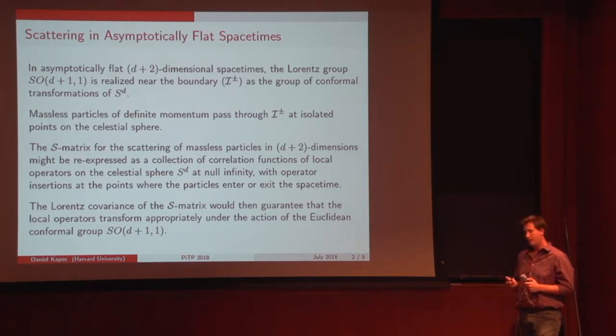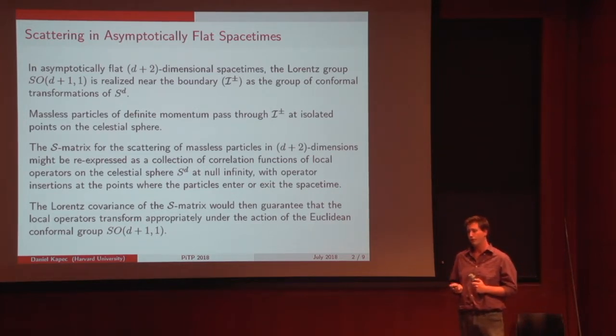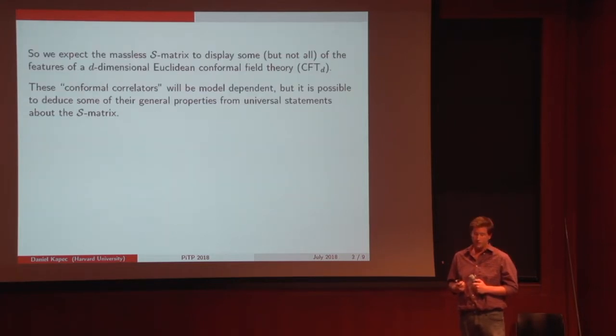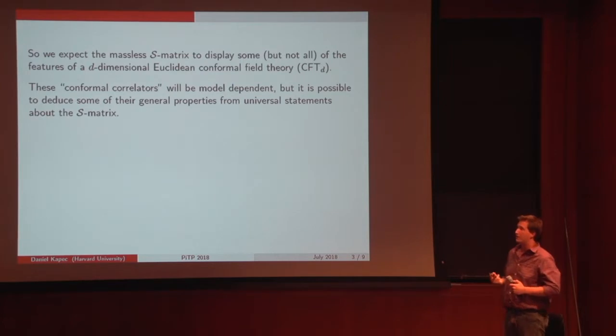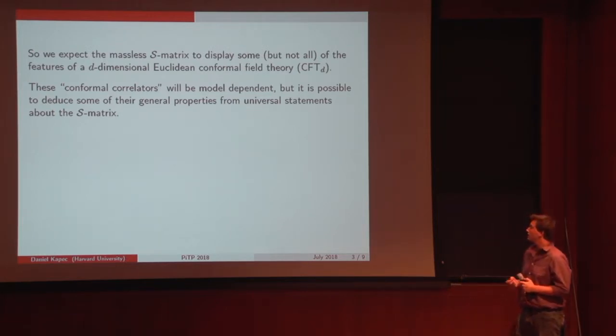If you manage to do that, then the Lorentz covariance of the S matrix would guarantee for you that those operators transform appropriately under the Euclidean conformal group. So all of that is just to say that you might expect the massless S matrix in D plus two dimensions to display some, but not necessarily all, of the properties of a D-dimensional Euclidean conformal field theory. So we'd like to test that idea out and gather some evidence for it. The correlators will, in general, be model dependent, but you can say some general things about them based on universal properties of the S matrix.